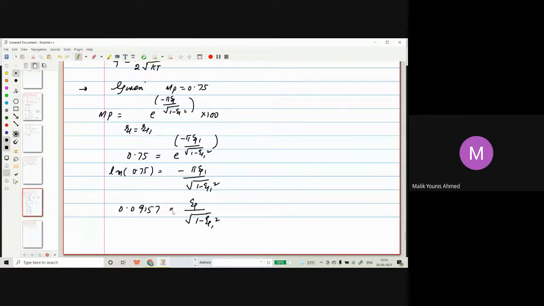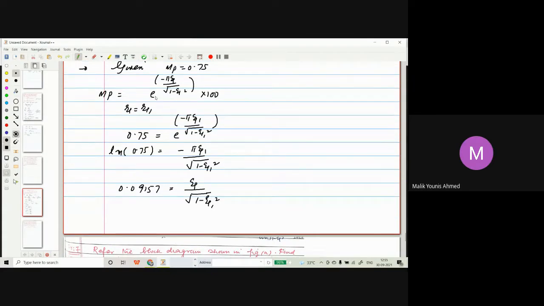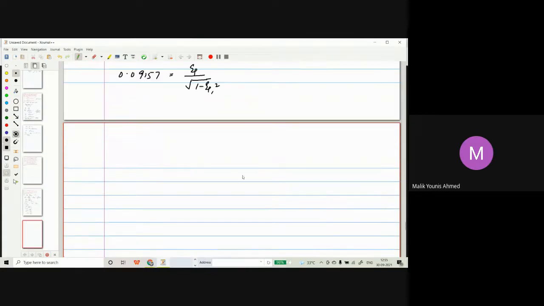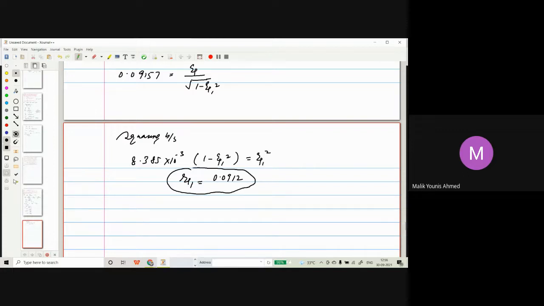Okay, then what we have to do is square both sides. That value will come out to be 8.385 into 10 to the power of minus 3, into 1 minus xi1 square, equal to xi1 square. So we get the value of xi1 here as 0.0912. That is the value of xi1.